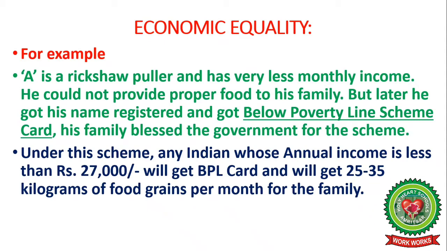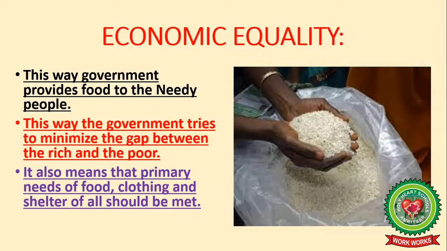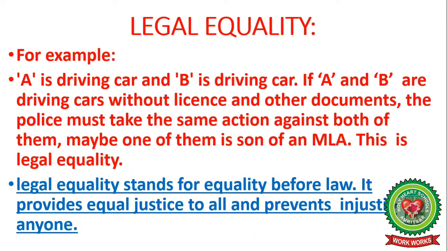Because what are the essential items of economic equality? That is food, clothes, shelter, medical, health, and education. These are the essential items. So government provides through all these schemes. This way the government provides food to the needy people. This way the government tries to minimize the gap between the rich and the poor. It also means that primary needs of food, clothing, and shelter of all should be met.